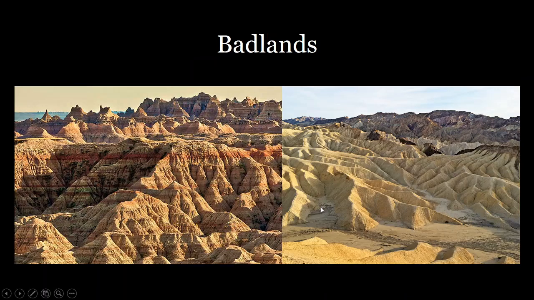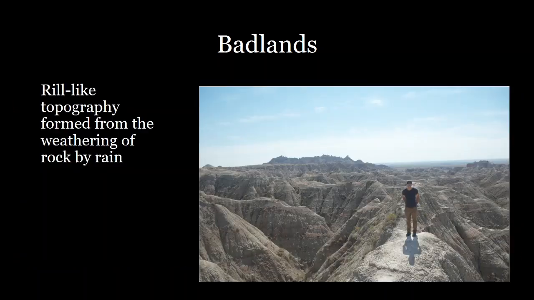So the next different landscape that we're going to be talking about within the context of deserts are Badlands. And these are pictures from Badlands National Park. You can see me here enjoying this Badlands landscape. Badlands are rill-like topography formed in usually desert-like areas where you have weathering due to rainfall. And so the rain erodes away the rock and forms these rill-like structures.